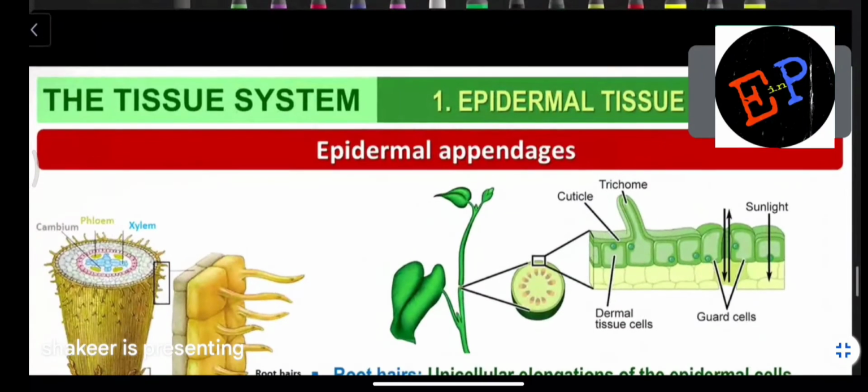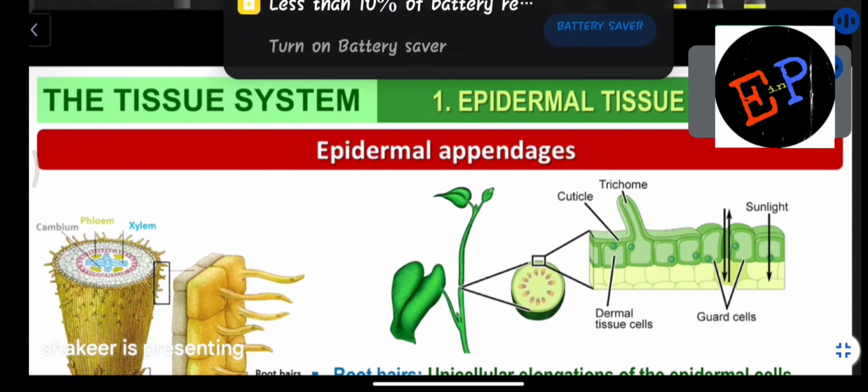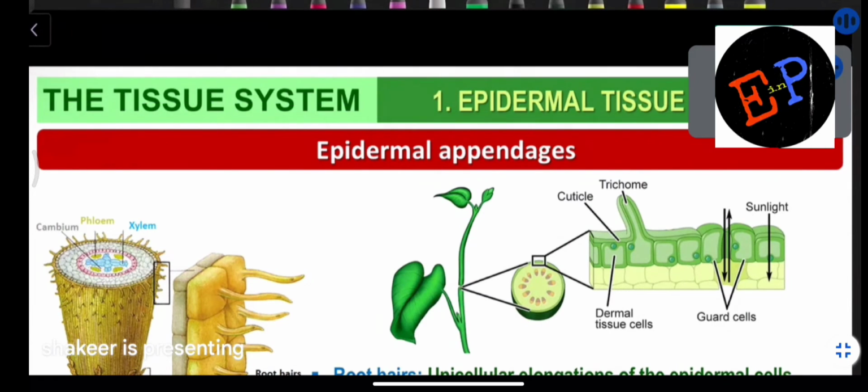Then we study about epidermal appendages. Okay? What is meant by appendages? So the extra growths which are happening in the epidermis are called epidermal appendages. Are you able to understand? So what are the epidermal appendages here? Root hairs and trichomes. So these are the epidermal appendages. Okay, so what is meant by root hairs here? Unicellular elongations of the epidermal cells. They help to absorb water and minerals from the soil.